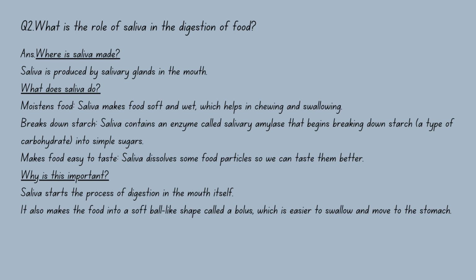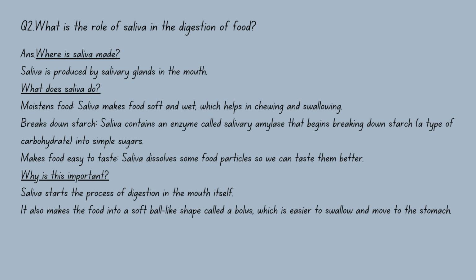Question 2. What is the role of saliva in the digestion of food? Let's understand where is saliva made. Saliva is produced by salivary glands in the mouth. Now students, you should all know what does saliva do. It moistens food. Saliva makes food soft and wet, which helps in chewing and swallowing.